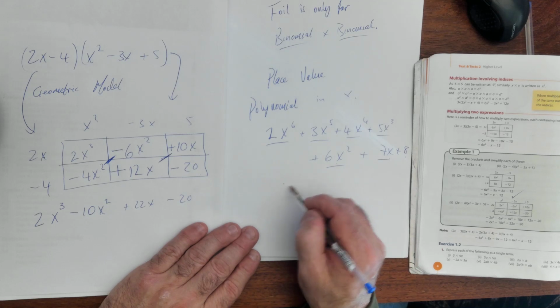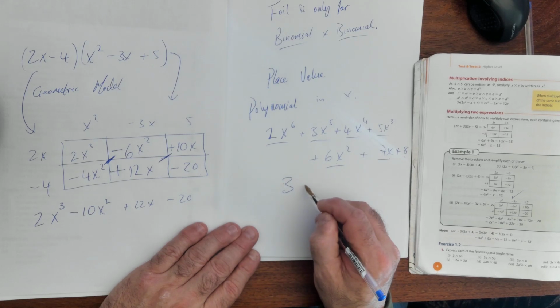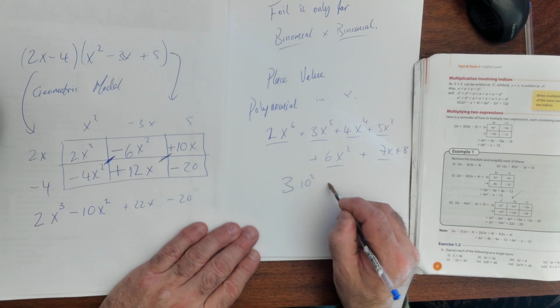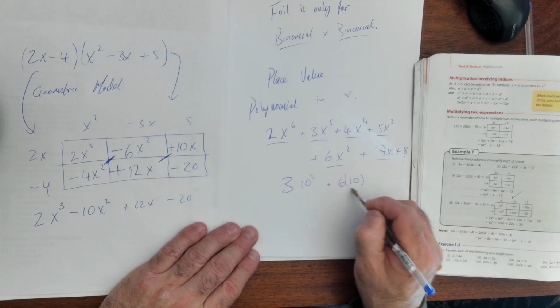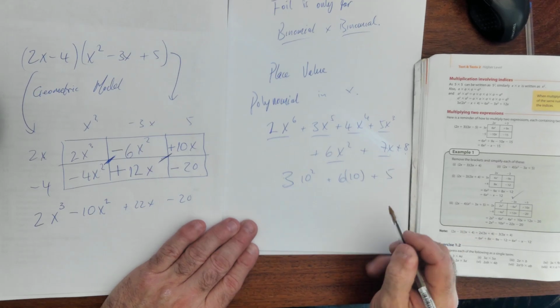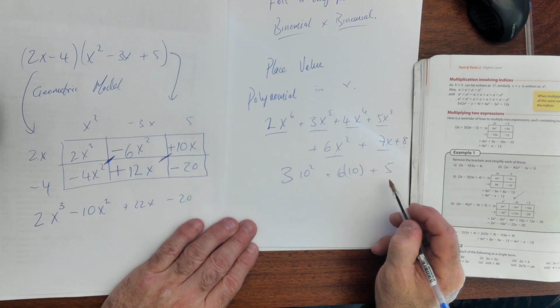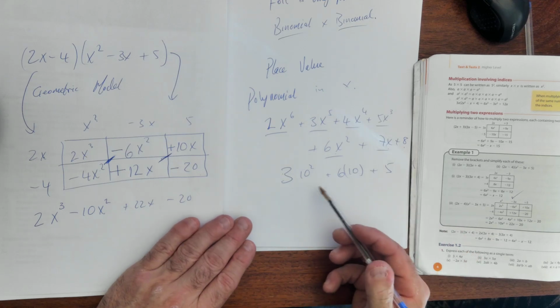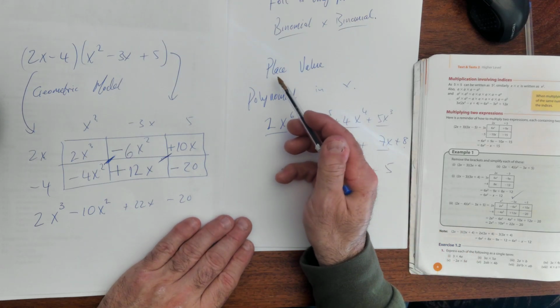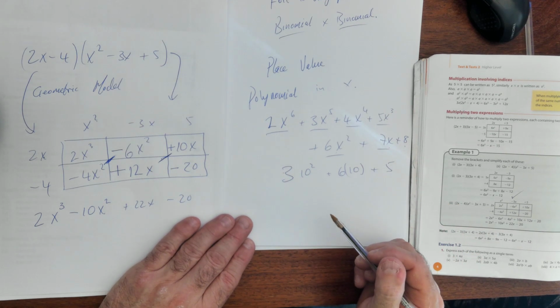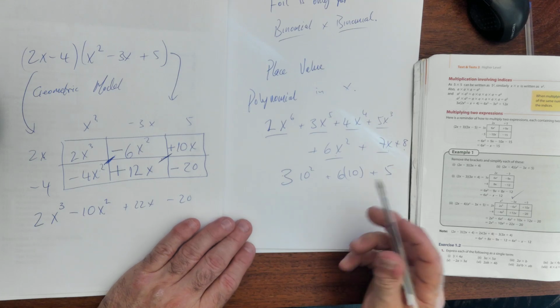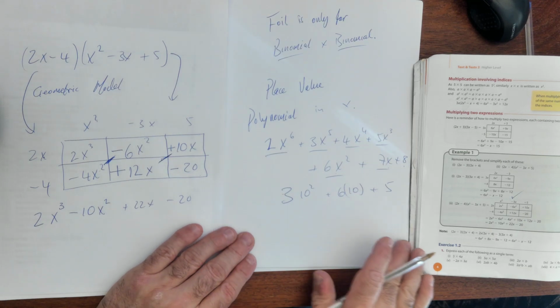Well, guess what? How many days are in a year? 365 days in a year. Well, that's the exact same as our number system. So if we're able to multiply using place value as we did in primary school without calculators, we can multiply algebra.